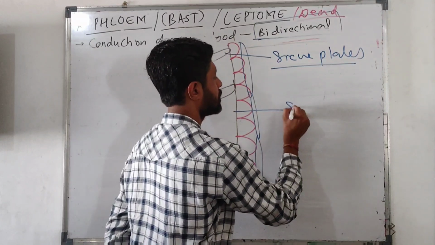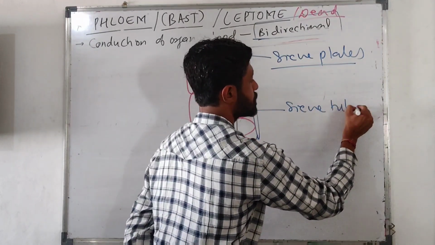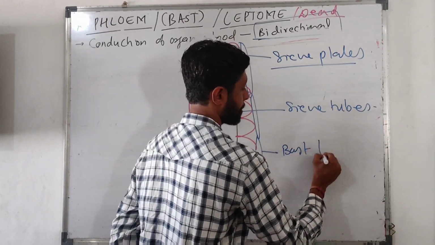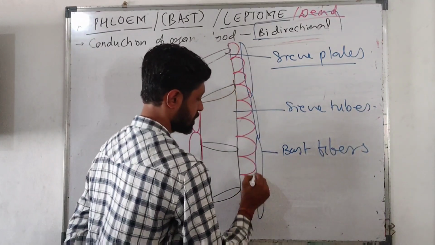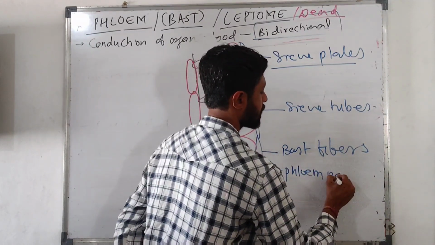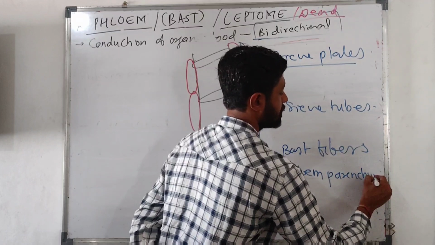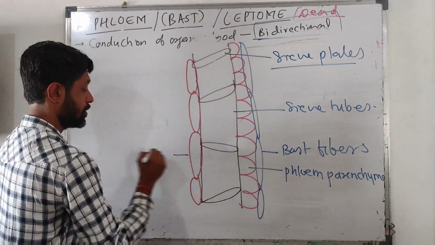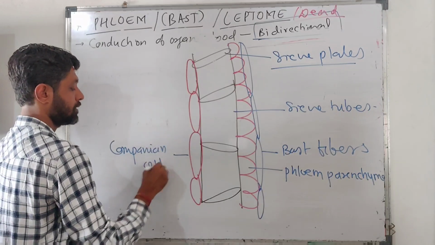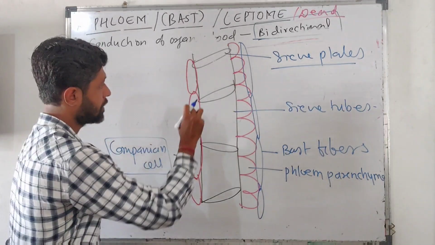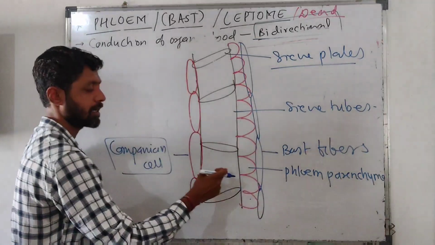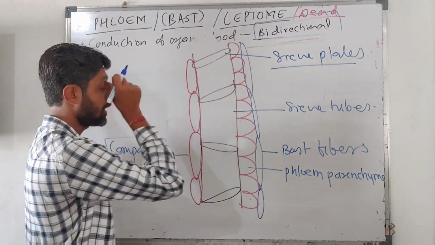Sieve plates, sieve tubes, bast fibers, and phloem parenchyma. And this is your companion cell. These companion cells are laterally present, and your parenchyma cells are intermingled with the sieve tube.